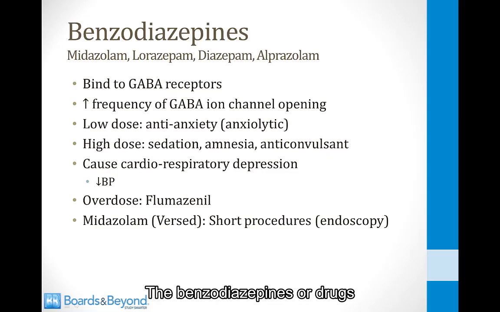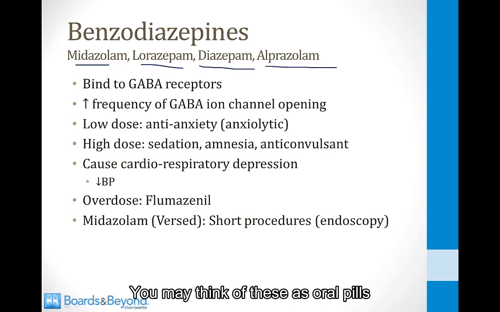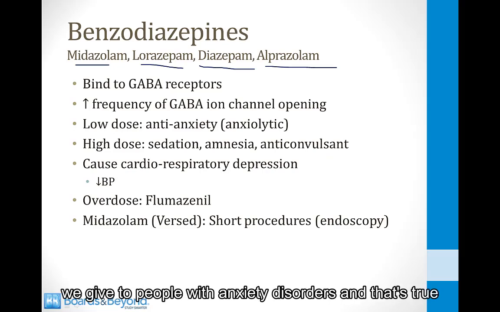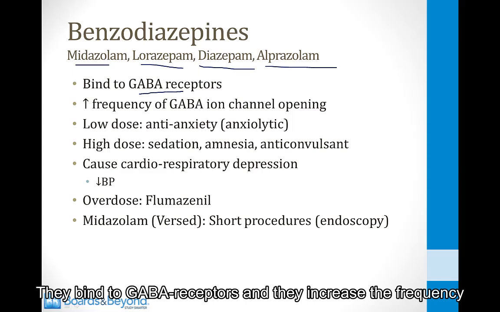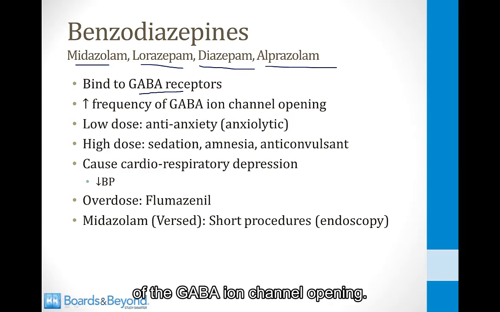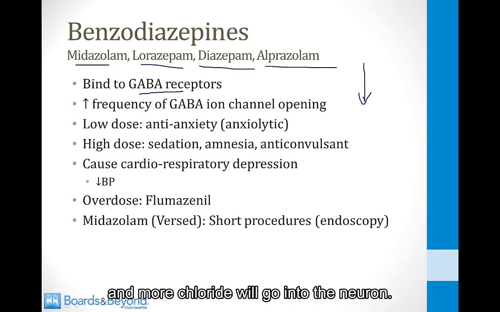So benzodiazepines are drugs like midazolam, lorazepam, diazepam, and alprazolam. You may think of these as oral pills we give to people with anxiety disorders, and that's true, but they can also be given IV for anesthesia. They bind to GABA receptors, and they increase the frequency of the GABA ion channel opening. So the GABA receptor allows chloride to go into neurons and make them less likely to depolarize. So these drugs will keep that GABA receptor open longer, and more chloride will go into the neuron.